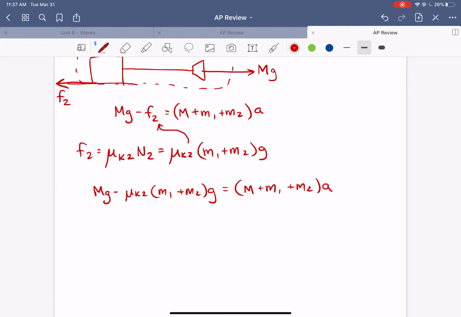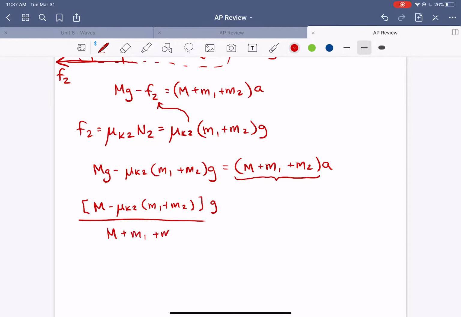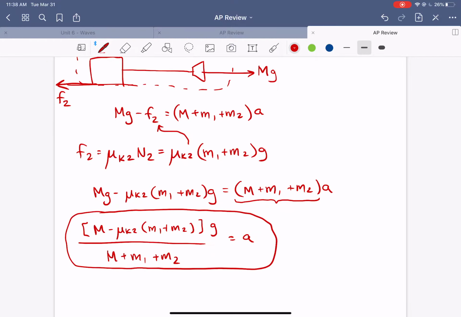All right, so we just divide everything by this expression here, and we get m minus mu k2 times m1 plus m2, all of this times g, divided by the total mass of the entire system is equal to our acceleration. So this should be the expression that we get. All right, so that was part C. That was worth 3 points.